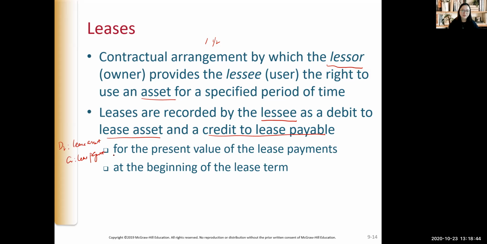And then first, what we need to remember is this lease asset, we need to record at the present value of all the future lease payments. And we also need to record this transaction at the beginning of the lease, such as my lease is starting on January 1st of 2020. So I need to record this journal entry on that day.